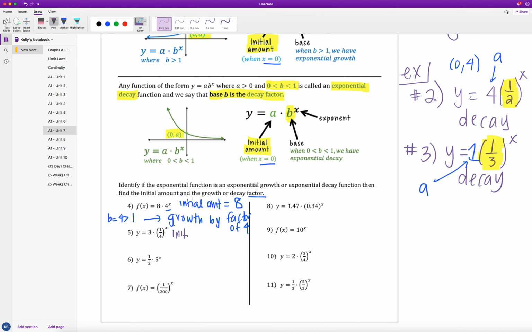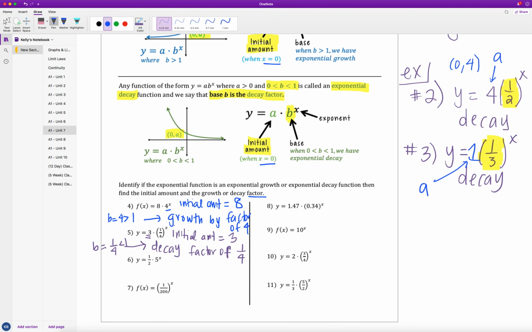What is your initial amount in example 5? Our initial amount in example 5 is going to be 3, since that's the a value in front. Our base here is equal to 1/4. So what do you guys think? Will this be an exponential growth or an exponential decay? We will have an exponential decay in this case, since our base here is less than 1, and it is decaying by a factor of 1/4 then. So remember that factor that it's either growing or decaying by is just the base value.